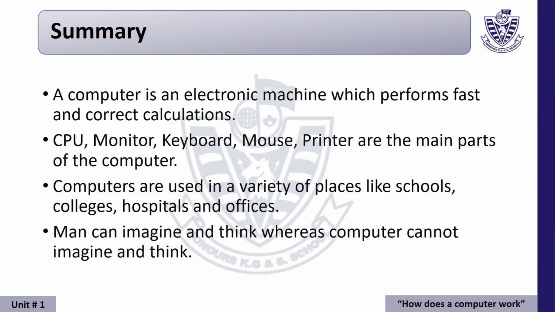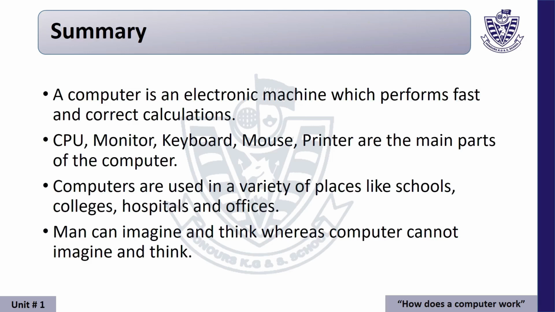Summary. A computer is an electronic machine which performs fast and correct calculations. CPU, monitor, keyboard, mouse, printer are the main parts of the computer. Computers are used in a variety of places like schools, colleges, hospitals, and offices. Man can imagine and think, computer cannot imagine and think.